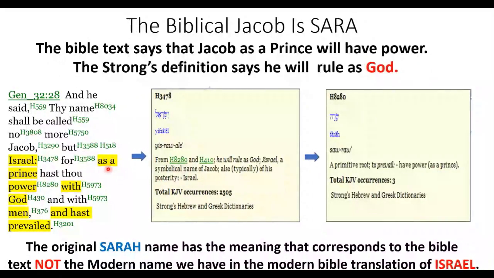And if you notice that in Genesis it says, for as a prince how thou hast power with God. So the SARA part sits more well with the verse. It's saying that Jacob will be a prince, or be considered a prince. And if you put Israel on top of it, it now says that Jacob will rule as a god. And we have to decide, was Jacob meant to be a god, or was he a regular man who was just a prince of a nation? So the original SARA name has the meaning that corresponds to the Bible text, not the modern name we have in the modern Bible translation of Israel.